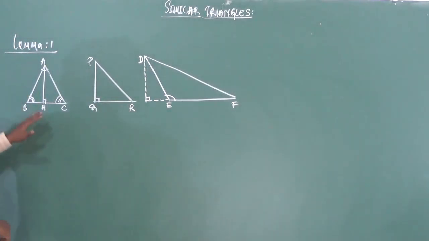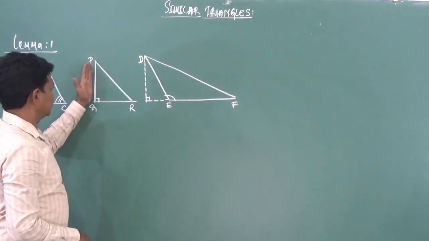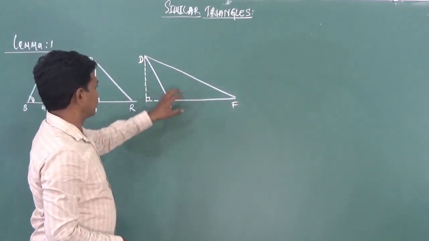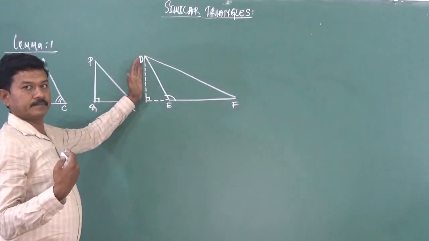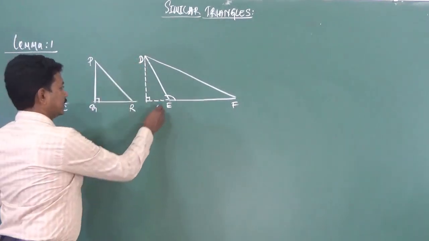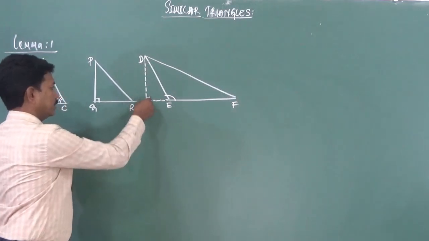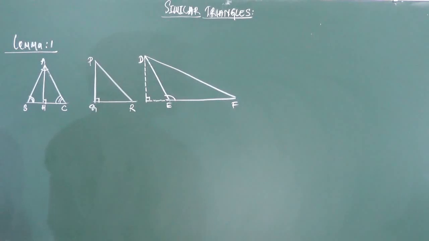So here in an equilateral triangle or an acute angle triangle, the height of the triangle lies inside the triangle. In case of the right angle triangle, the side of the triangle itself is the height of the triangle. In case of an obtuse angle triangle, the height of the triangle lies outside the triangle. So here you have to extend this side so that you can make this perpendicular meet the base. This is lemma 1.